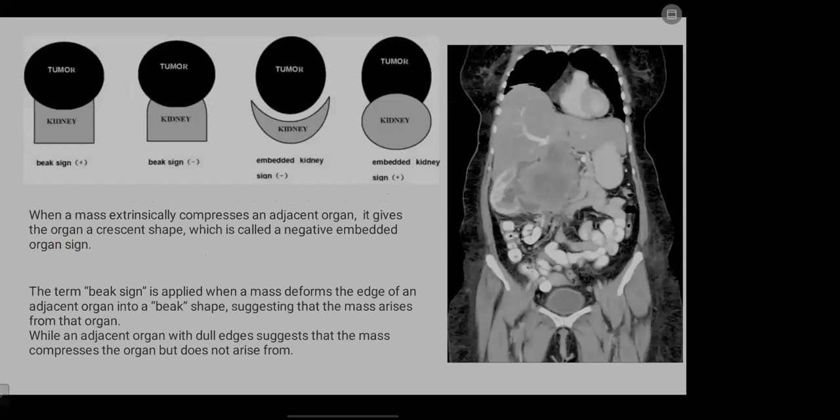This is the beak sign and embedded kidney sign, which will narrow down the possibility of where the mass occurred. When a mass is extensively compressing an adjacent organ, it gives the organ a crescent shape, which is called the negative embedded organ sign. The term beak sign is applied when a mass deforms the edge of an adjacent organ into a beak shape, suggesting that the mass arises from that organ, while an adjacent organ with dull edges suggests that the mass compresses the organ but does not arise from it.